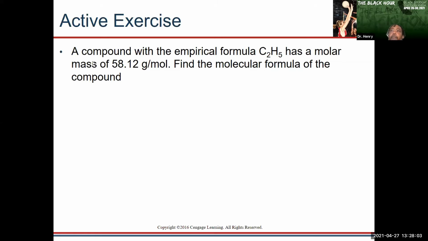A compound with the empirical formula C2H5 has a molar mass of 58.12 grams per mole. What is the molecular formula? In this case, we've already been given the empirical formula, so at this point it's pretty simple. All you do is take your empirical formula and calculate its molar mass. So what is the molar mass of C2H5?